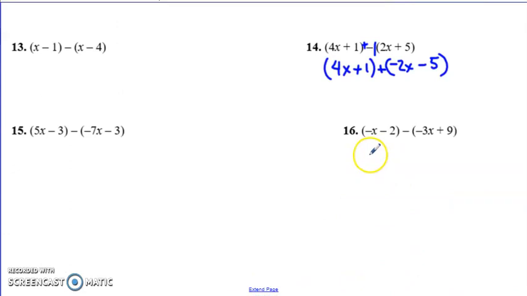I'm just starting them for you. I'm not finishing them. Got a negative x minus 2. Then we've got minus, and then we've got a negative 3x plus 9. Let's go through this. We've got to change our sign. So we're going to change this to plus, plus, and negative. So we've got negative 2 minus 9. That makes a negative 11, because remember, when you add a negative to a negative, you get a bigger negative.